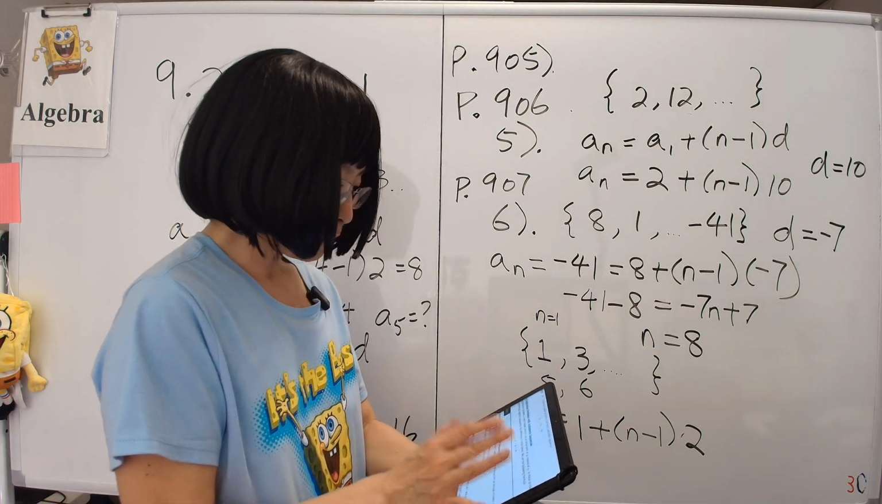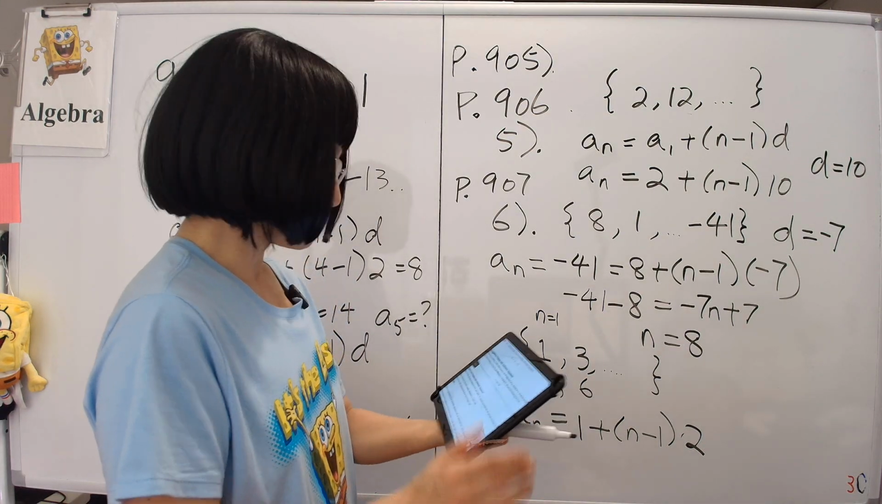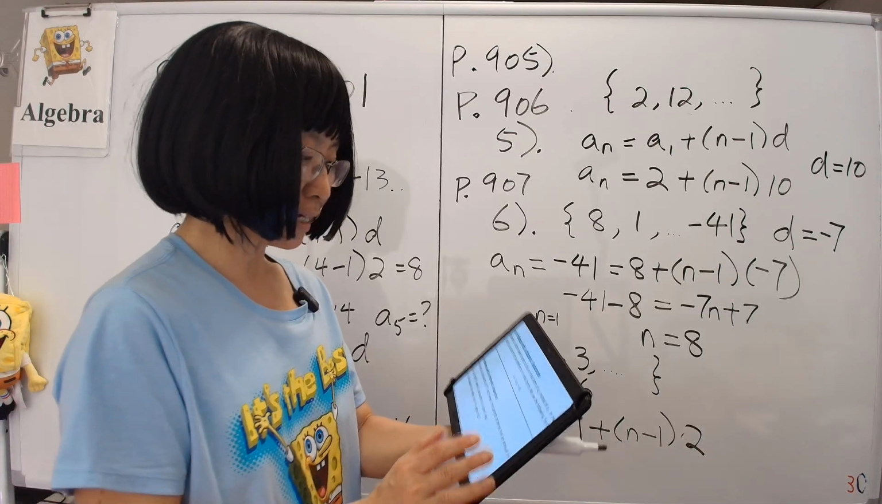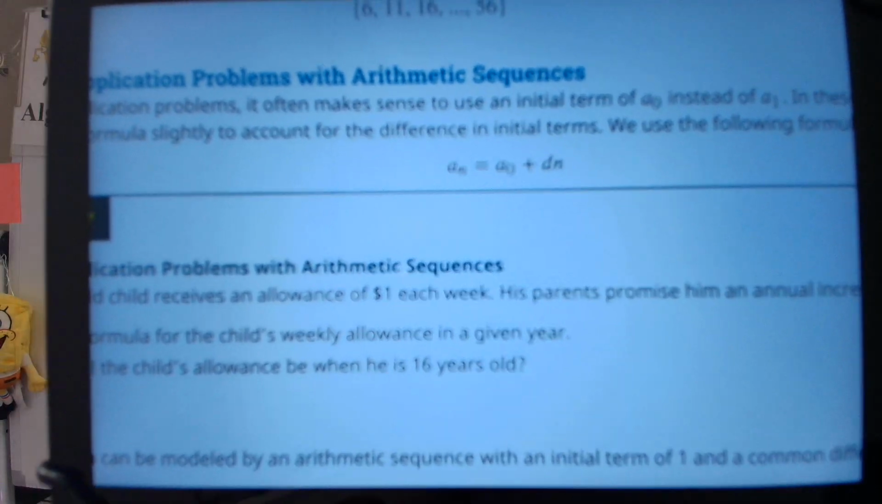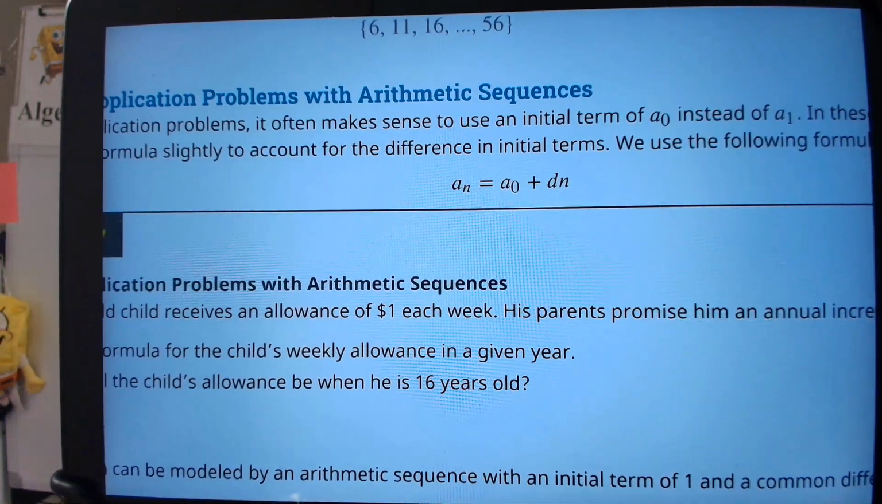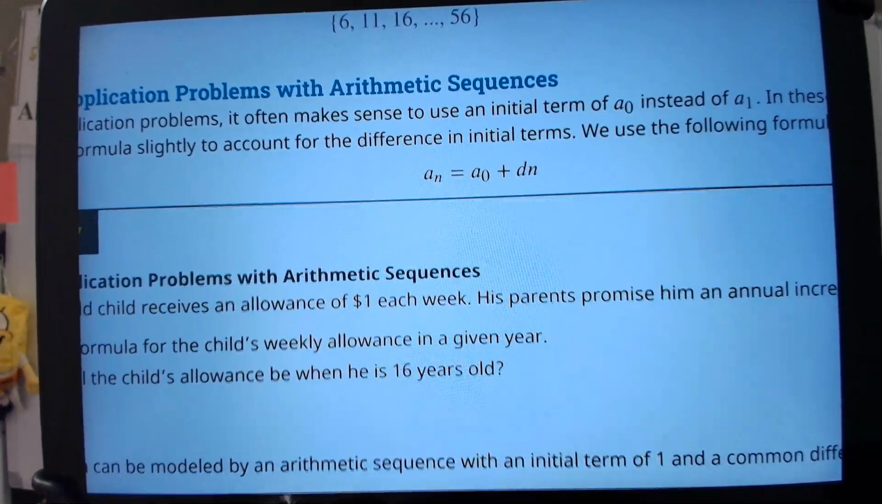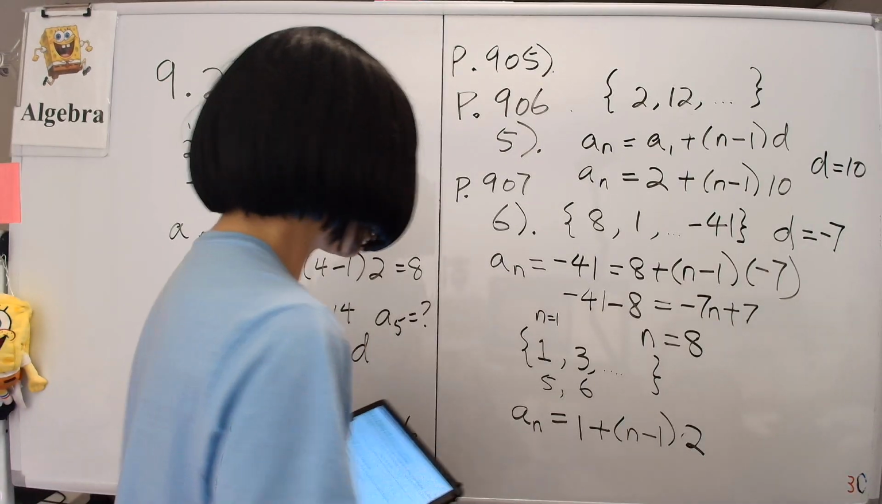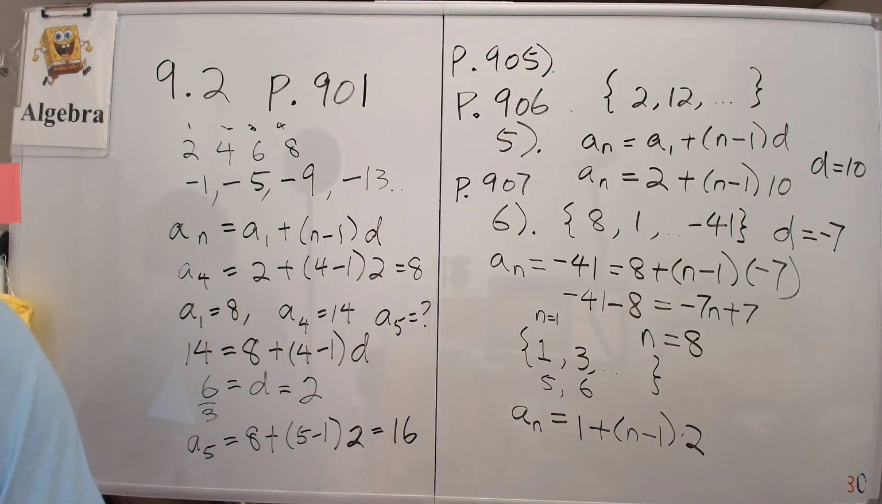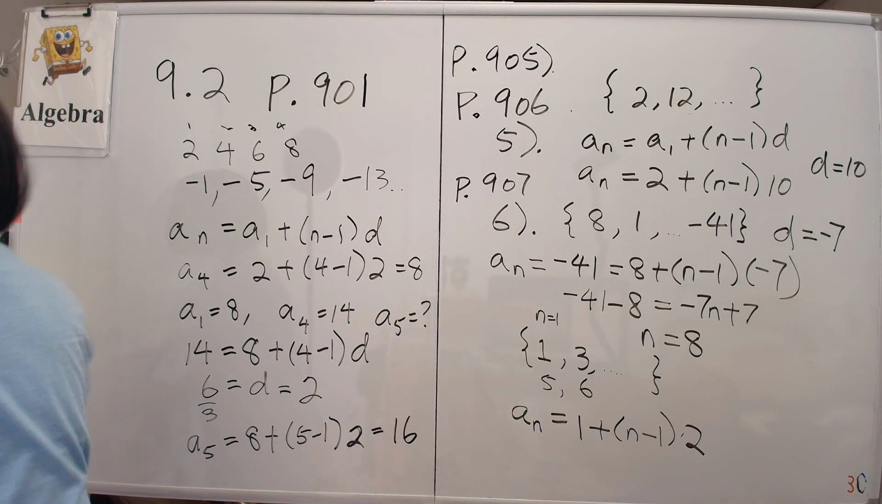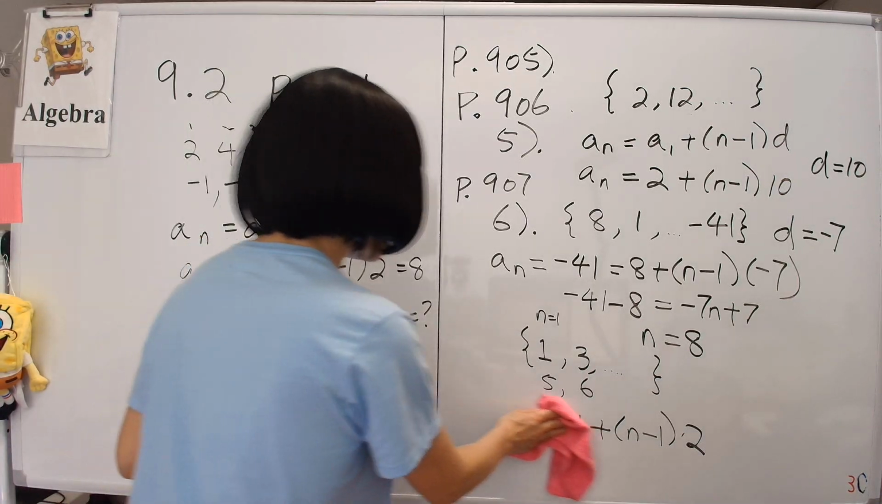Actually, for this problem, they want to use a different formula, only slightly different. Right on top, right before the problem, there is the different formula, which is an equals a0 plus dn. Since it works the same way, I'm not sure why we even care about that, but since the book mentions it, I guess we will do that.